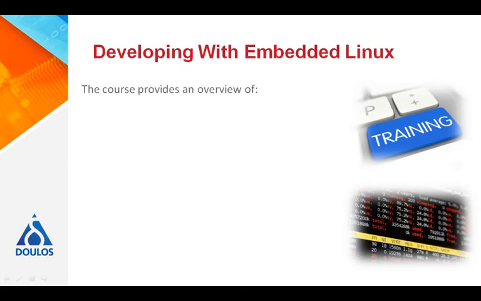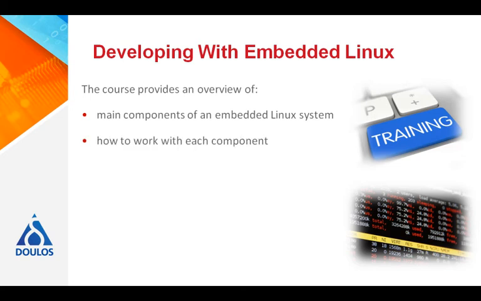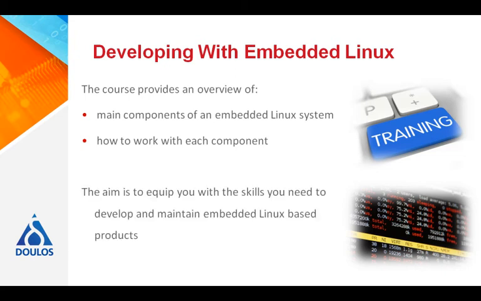The Doulos Developing with Embedded Linux course provides an overview of the main components of an embedded Linux system: the bootloader, the kernel, the file system and the applications and libraries it contains, and the tools that we need to use on the host development system to work with all of this software. Each part of the system is examined in detail with practical examples of how to configure, compile, run and debug all parts of the software system. The aim is to equip you with the skills you need to develop and maintain products using Linux.